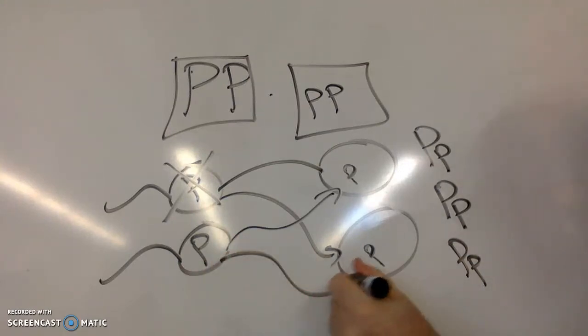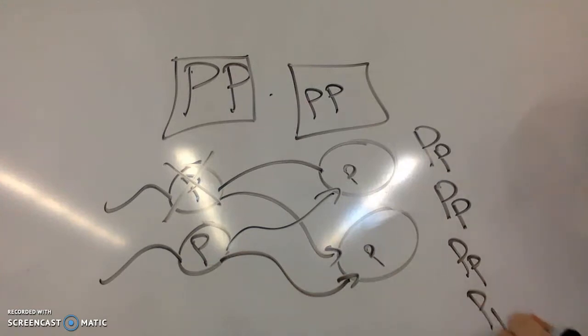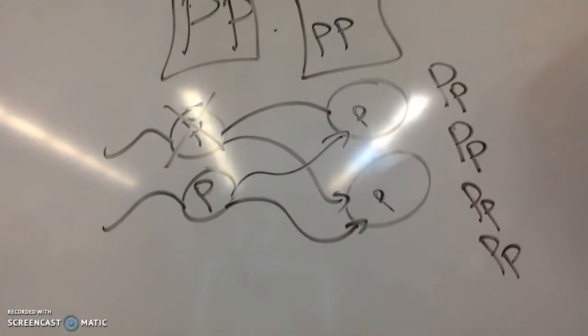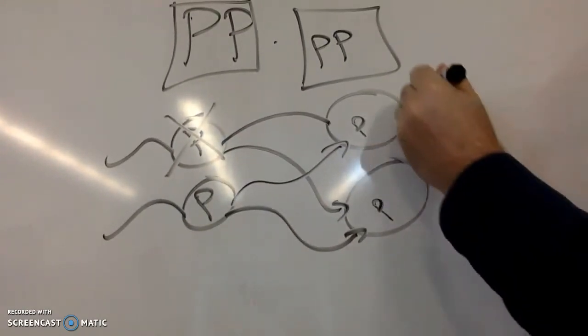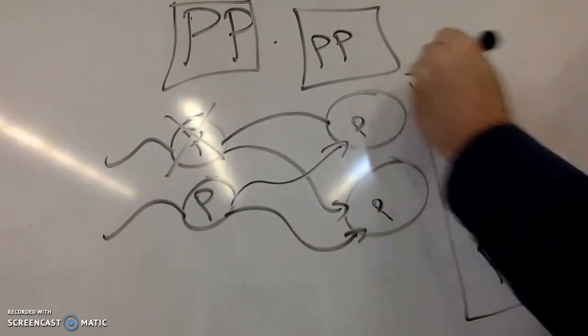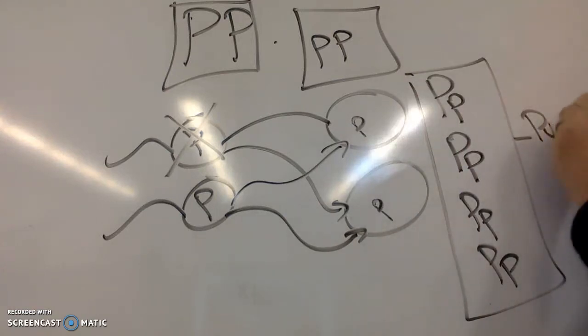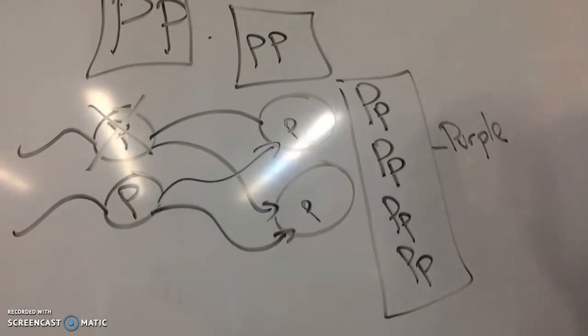Or, here's our final combination. This sperm cell fertilizes that egg cell, and then we end up getting, again, another heterozygote. Every single one of these offspring would be purple plants. And that's exactly what Mendel discovered when he crossed the true breeding purple plant with the true breeding white plant. He got all purple offspring.